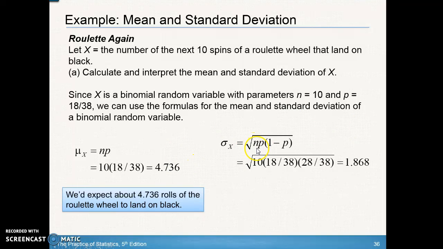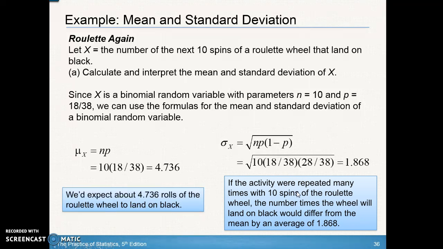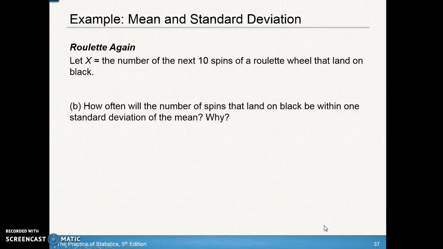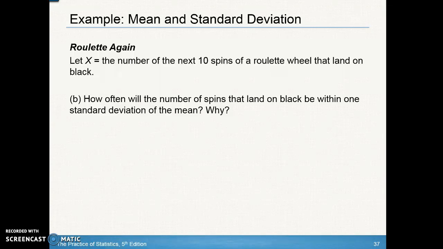All right, so show the plug-ins for the standard deviation: 10 trials, success, failure. Make sure you then take the square root, which is 1.868. Now, same thing with the standard deviation. If we were to do this over and over again, specifically with 10 spins of the roulette wheel, the number of times the wheel will land on black would differ from the mean by about 1.868. Once again, please do not round this. Okay? All right, so let's take a look at a couple of other questions still dealing with our roulette roll.